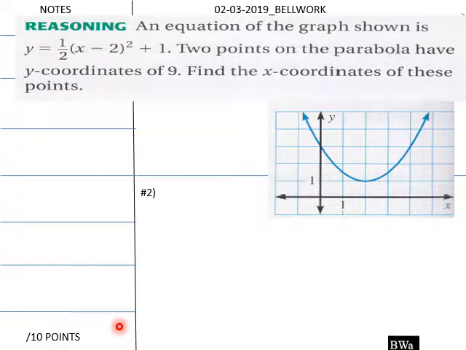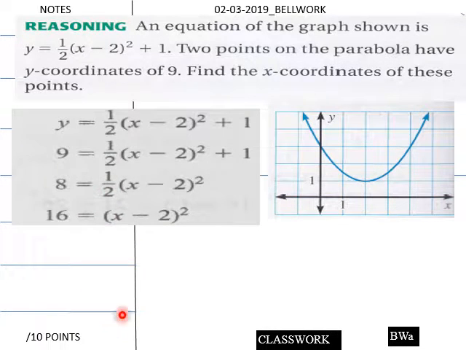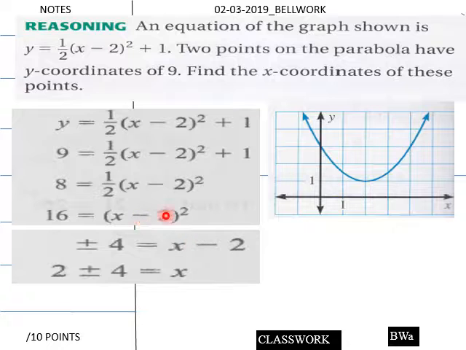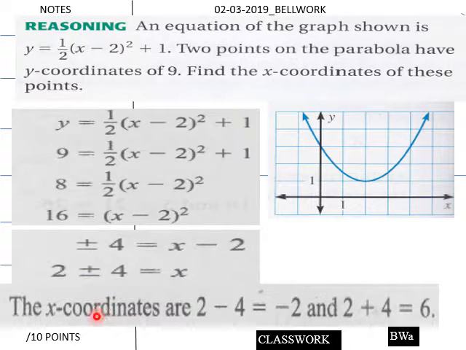Okay, welcome back. We're going to provide the solutions to our bell work right now. Here they are. So we have our original here, and then we have when y equals 9. So we're trying to find two points on the parabola that have y coordinates of 9. So we're going to make this equal to 9, then 16 equals x minus 2 squared. And then what we do is we take the square root of both sides, and we have plus or minus 4 equals x minus 2. And then we solve for x. The x coordinates are 2 minus 4 equals negative 2, and 2 plus 4 would equal 6. So that would be how we would solve our bell work for today.